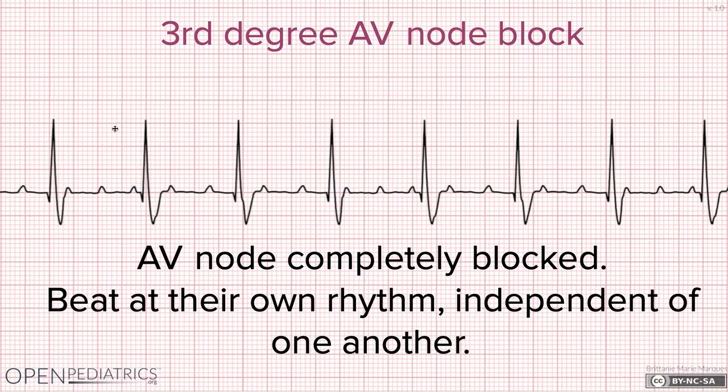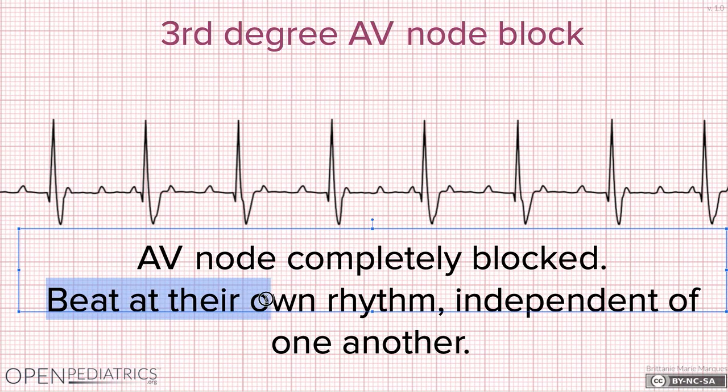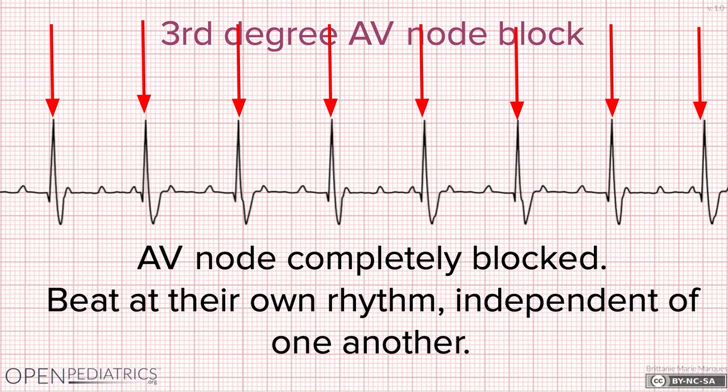And what's weird about this third degree block is it kind of looks sort of normal, even though it's the most severe block. So let's talk about how you can identify third degree block. The key to identifying third degree block is you've got to find that the ventricles and the atria are each beating at their own rhythm, independent of one another. So let's try that. To identify third degree block, let's first identify all the QRS complexes. And those are pretty easy. You can see these huge spikes.